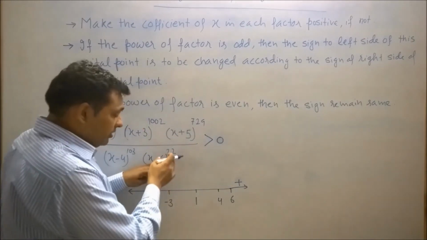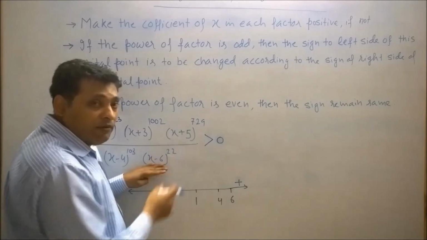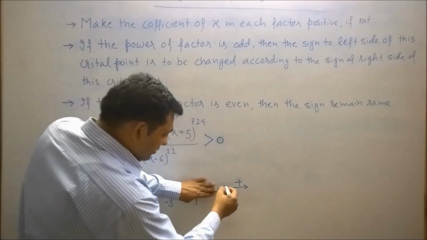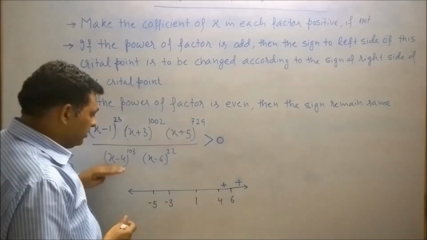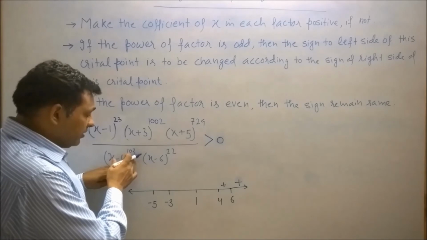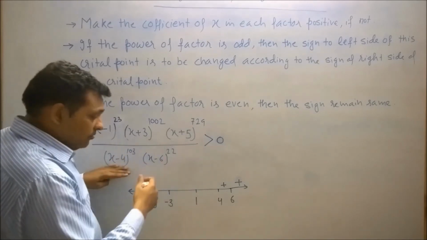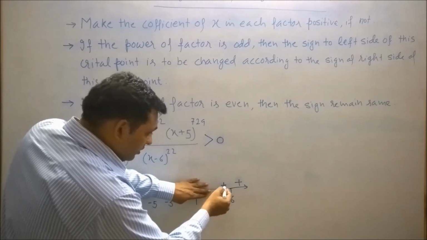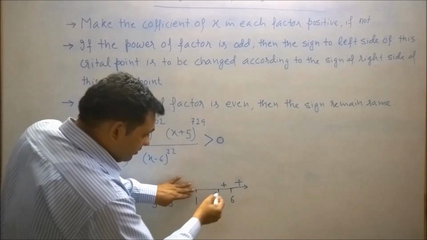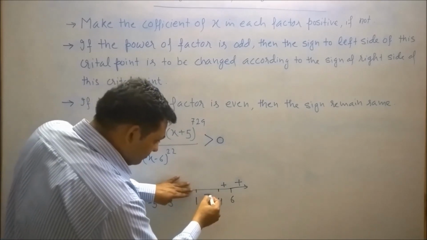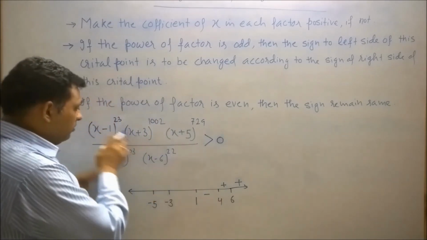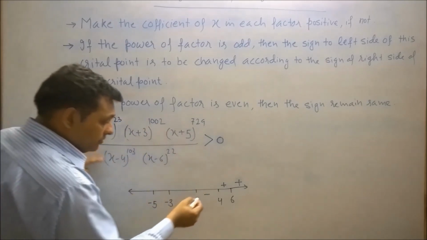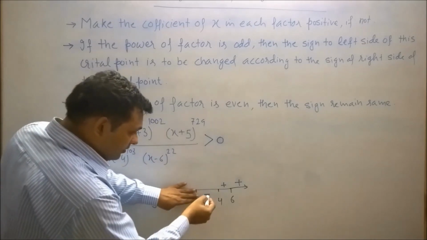Here the power of this factor is even, and we know that if the power of any factor is even, the sign remains same. It means here the sign will be positive. Here the power of this factor is odd, and the sign will be reversed to the left side of this point. Here the sign is plus, then the sign will be reversed. It means minus. Now the power of this factor is odd. The sign will further reverse. It means the sign here is negative.